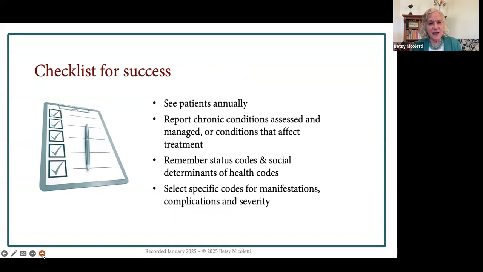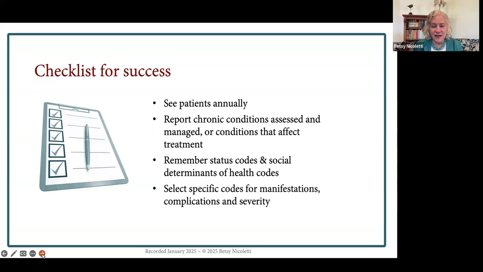So our checklist for success for HCCs: see patients annually. Because remember, the payer isn't crediting conditions that were treated last year. They're crediting things that are reported in this calendar year. Some groups will begin to look in June and see which of their patients in their panel they haven't seen this year and begin to try to get them in for their annual exam or for a problem-oriented visit in that last half of the year. If you wait until November, it's too late. So see your patients annually.